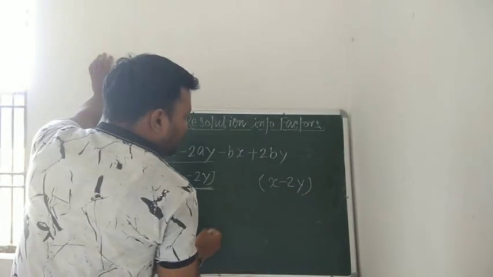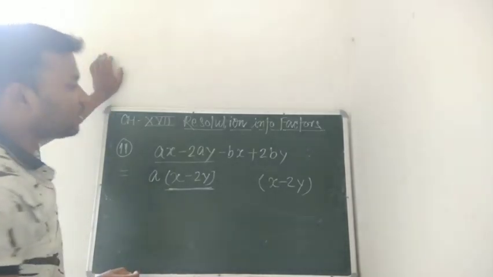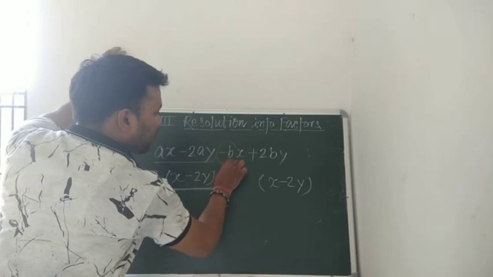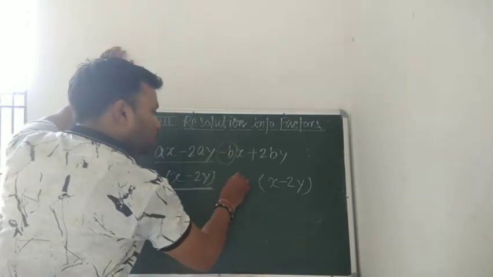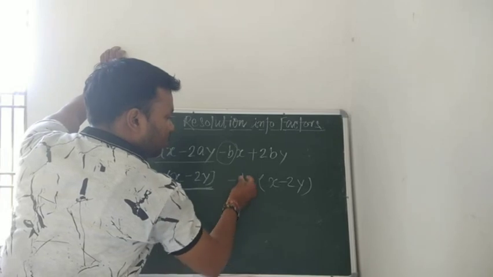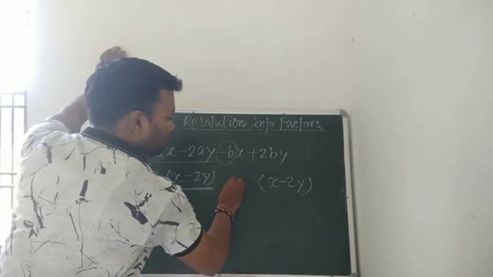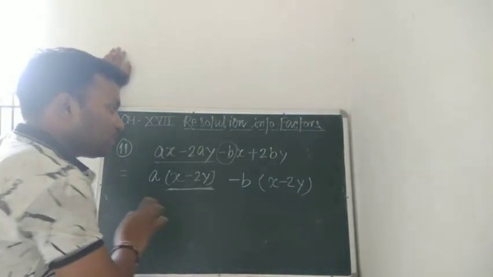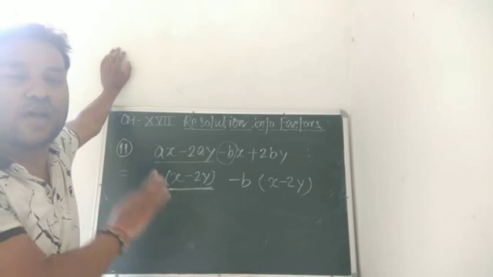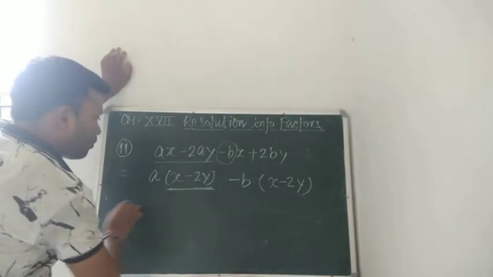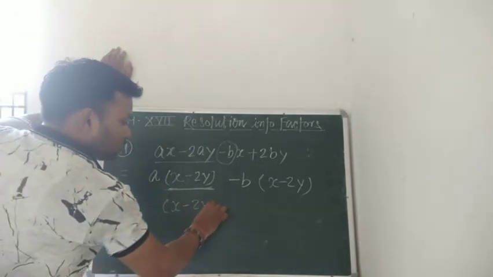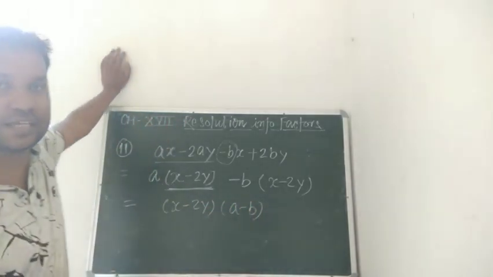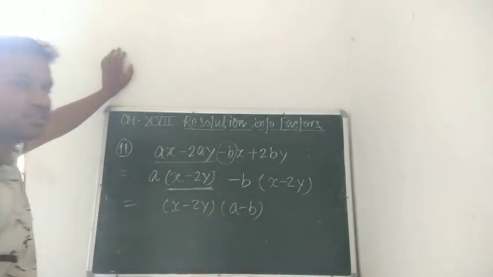And now just look here. This term is left here. You have written x from the third term and minus b is left here. So you can write minus b before the bracket. Yes, students, this is how you can save your time while solving such problems. Now, x minus 2y is common, and a and minus b will be written inside the bracket, and that will be our resolution into factors.